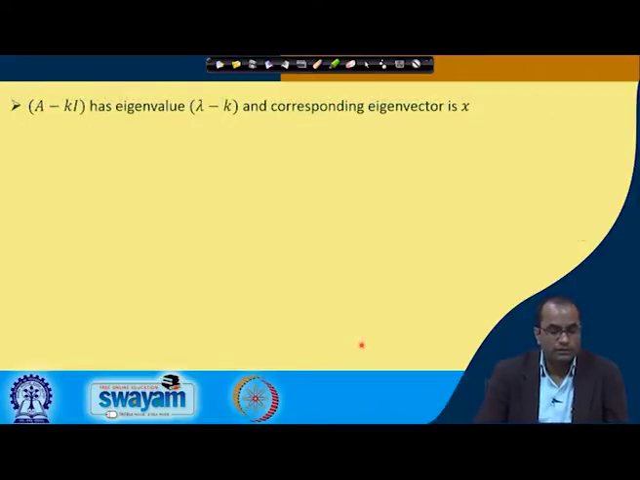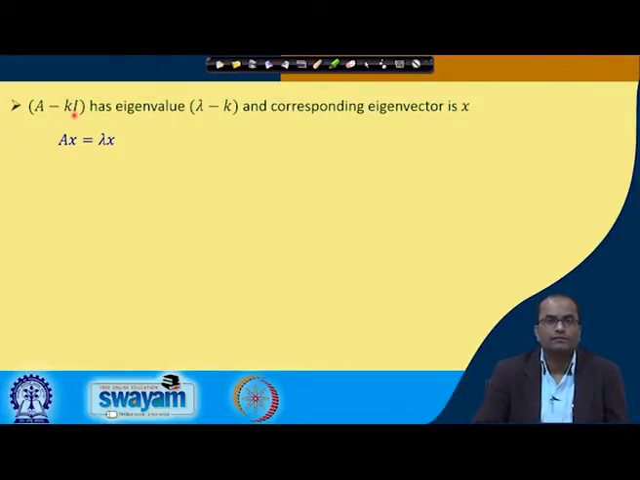Here, A minus kI has eigenvalue lambda minus k, and the corresponding eigenvector is x. So, another result says that if we subtract k from the diagonal entries of A, the eigenvalues of this new matrix will be lambda minus k, and the corresponding eigenvector will remain x.